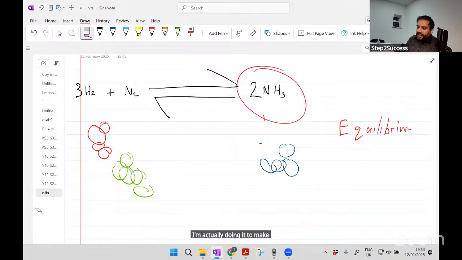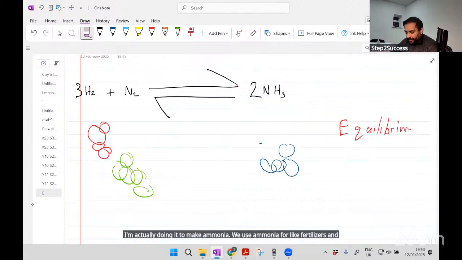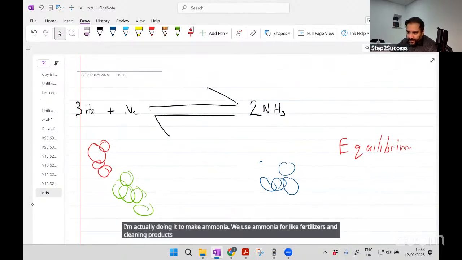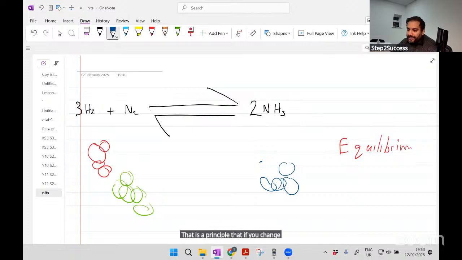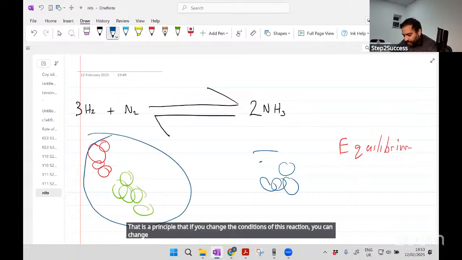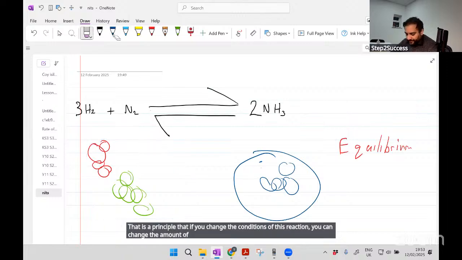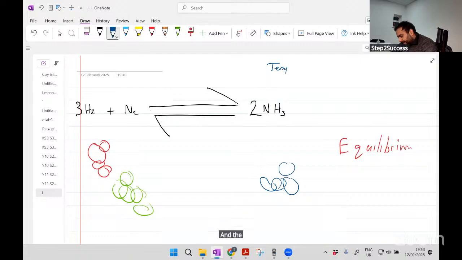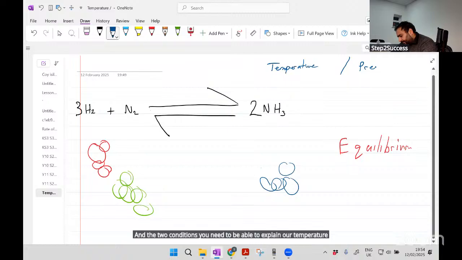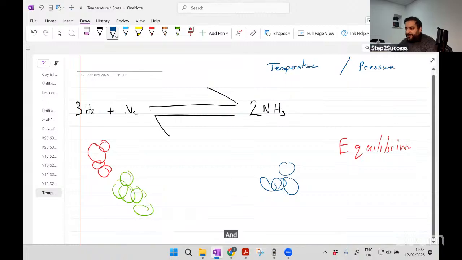We use ammonia for fertilizers and cleaning products. Now, the question was about something called Le Chatelier's principle. That is a principle that if you change the conditions of this reaction, you can change the amount of one of the products or both of the products. And the two conditions you need to be able to explain are temperature and pressure. And for each one, there's a different explanation.